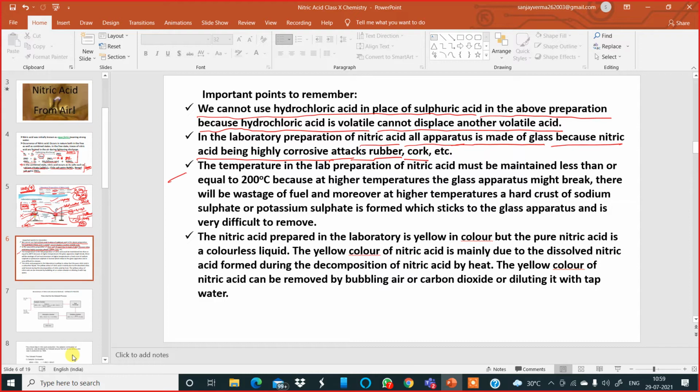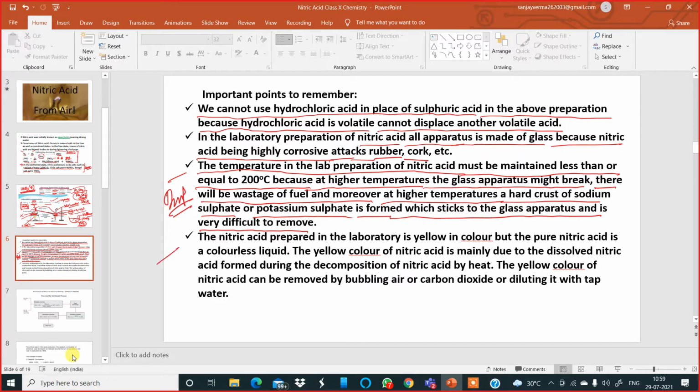The next point: the temperature in the lab preparation of nitric acid must be maintained at less than or equal to 200 degrees Celsius, because at higher temperatures the glass apparatus might break. Moreover, there will be wastage of fuel, and at higher temperatures a hard crust of sodium sulfate or potassium sulfate is formed, which sticks to the glass apparatus, and it becomes difficult for us to remove it. So this becomes an important point.